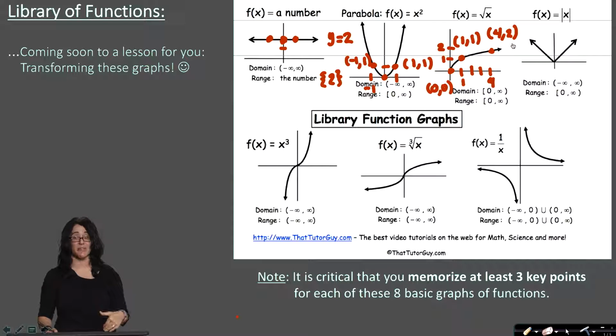If we wanted the negative outputs, the graph would have been negative square root of x, right? That would have been a different graph. And we'll talk more about transforming graphs in a future video.